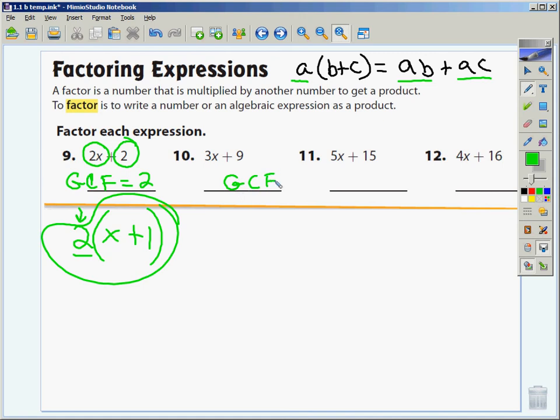For number 10, what's the greatest common factor? 3.